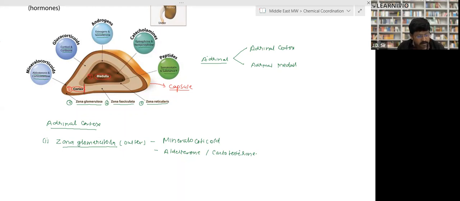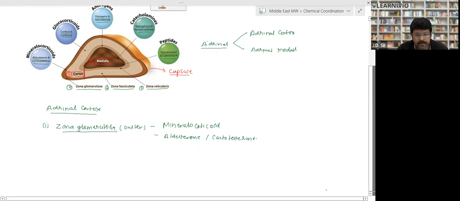Aldosterone is the main hormone that regulates the sodium level in the body, and it increases the sodium level in blood. Full stop. Right?